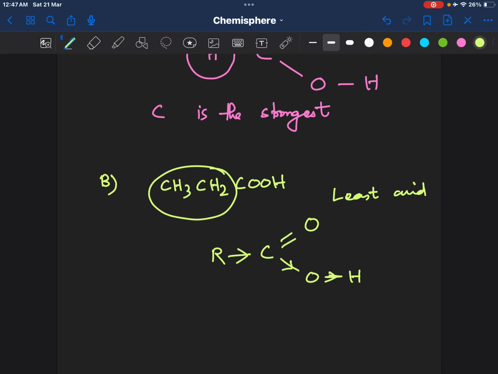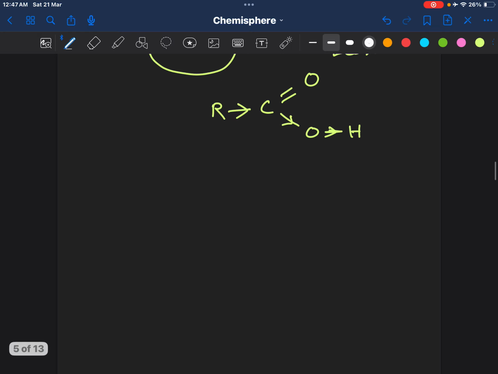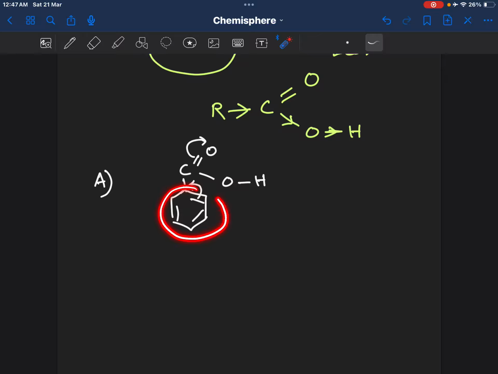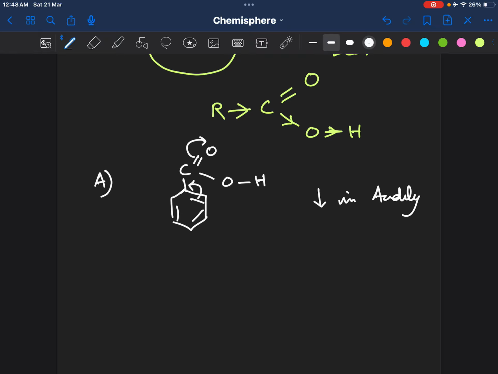Okay, now let's look at A. A is a benzene ring with C double bond O and OH. When we talk about A, benzoic acid, we can clearly see that there is a plus R effect. Plus R is that benzene can donate electrons to the system. Since it's an electron donating system, it should lead to a decrease in acidity. But to our surprise, this is quite acidic.